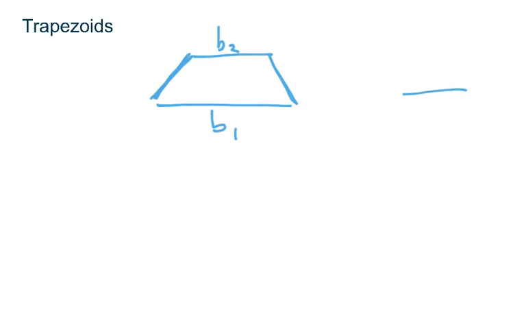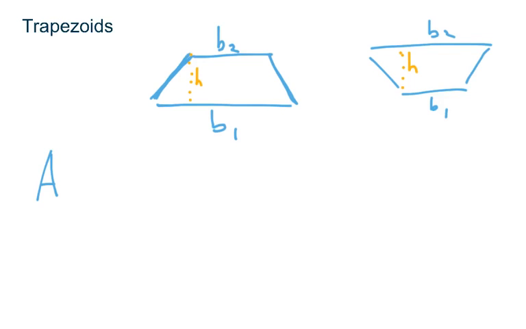It doesn't matter which one you call base 1 or base 2, and it wouldn't matter if it's flipped upside down. If it looks more like this, again, if we were to call this one base 2 and this one base 1, it doesn't matter. So what we're getting at is that the bases are the parallel sides. The other thing we need to know is the height, and so that would be right here. Now the formula is a little complicated, so bear with me.